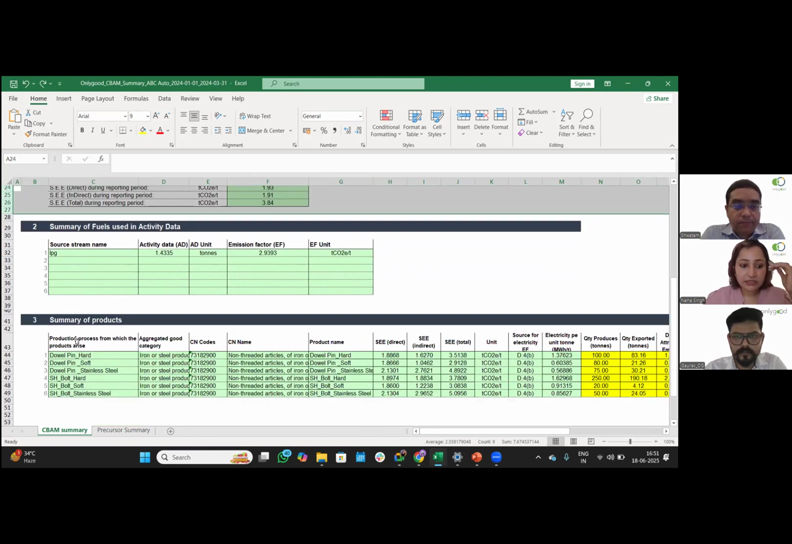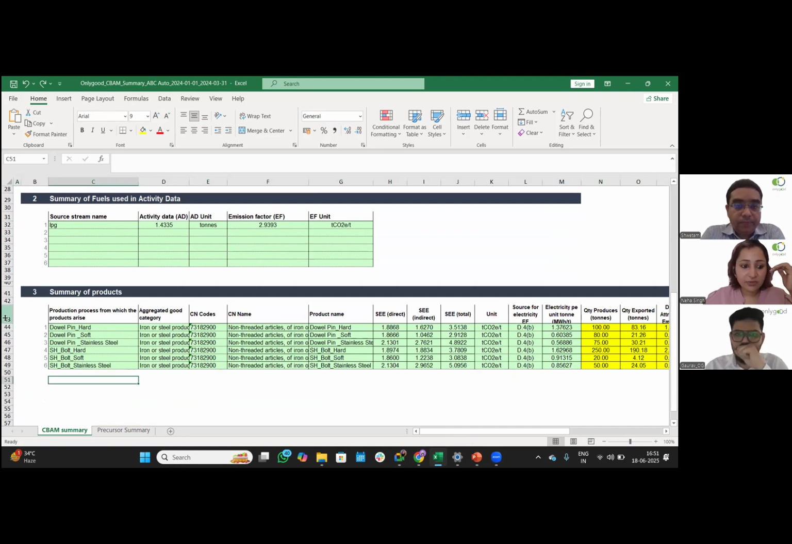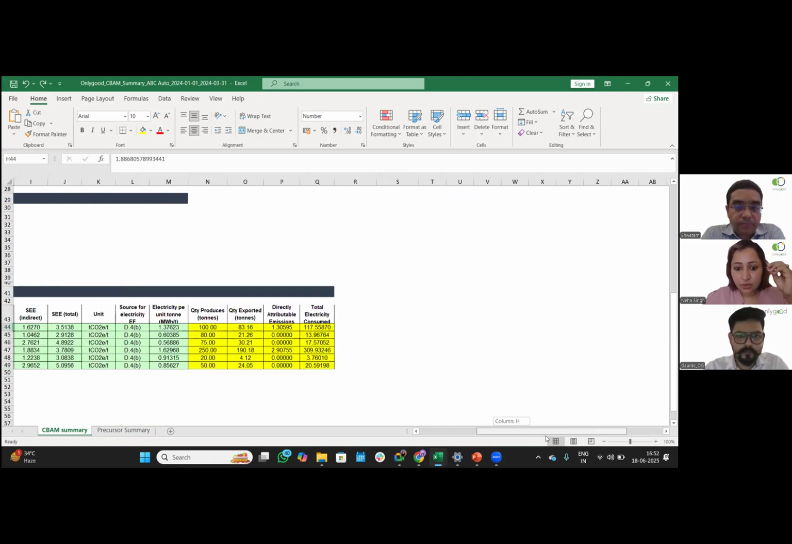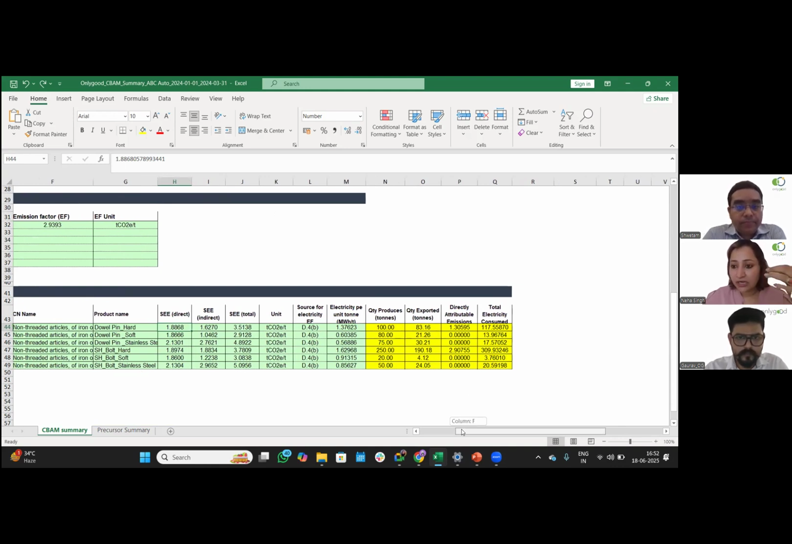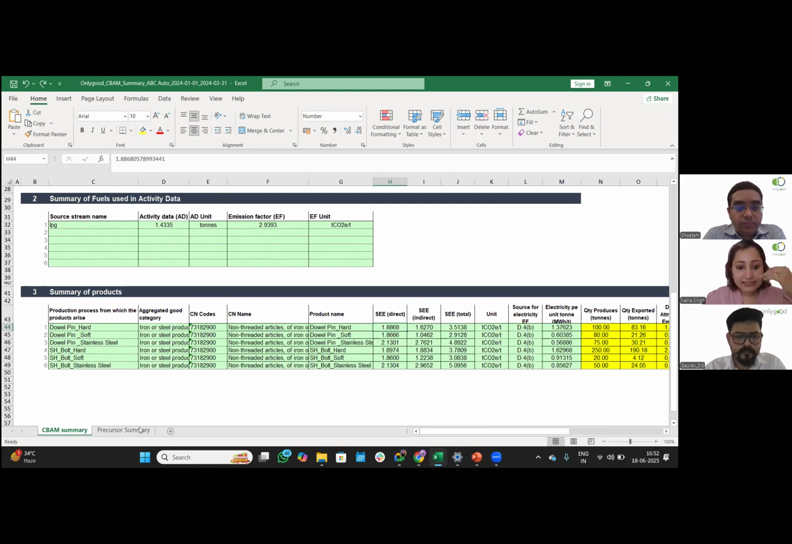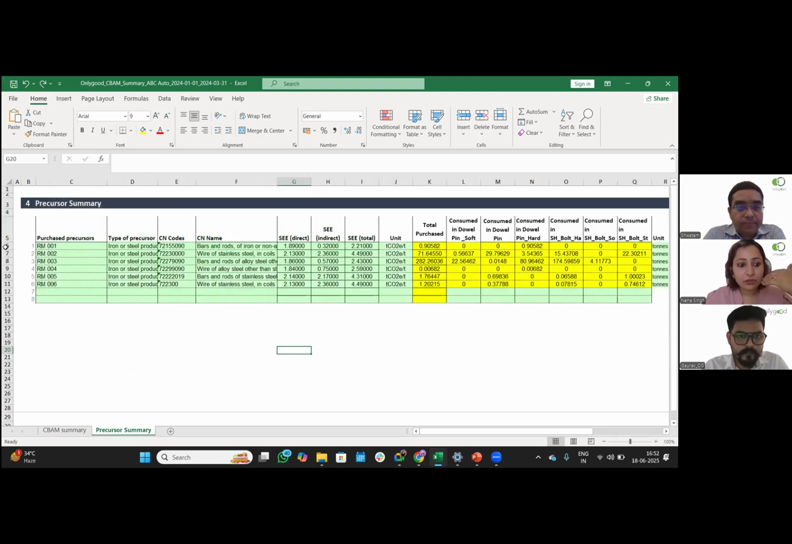Now, the important thing is this is what your clients actually need, which is a summary of products. Now they want your emissions at each and every product level. 6 products in this report, for each of them I give you the specific embedded emissions, direct, indirect, total, electricity source, total electricity consumed, direct attribution emissions. So these are extra things that EU guidelines ask for. And same thing, you need to give all this information for all the raw materials that are consumed, consolidated.